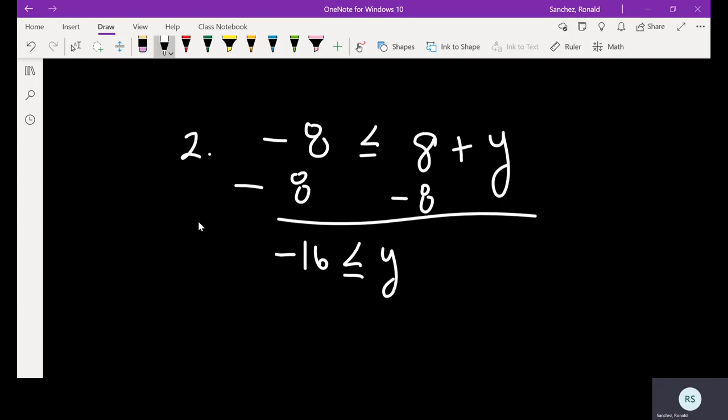Let me write it a different way. I can also write it like this: y is greater than or equal to negative 16. These two expressions are equivalent. So I'm looking for all the values that are greater than or equal to negative 16, and that includes negative 16, negative 15, 0, and so on. So any value that is greater than or equal to negative 16 is going to make this inequality true.